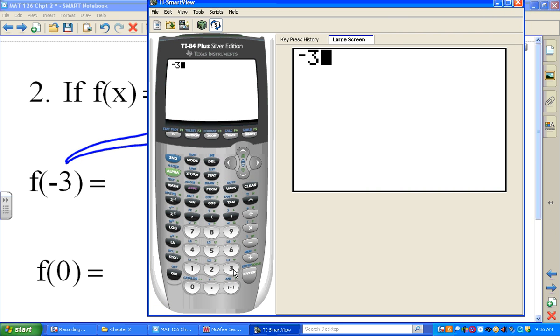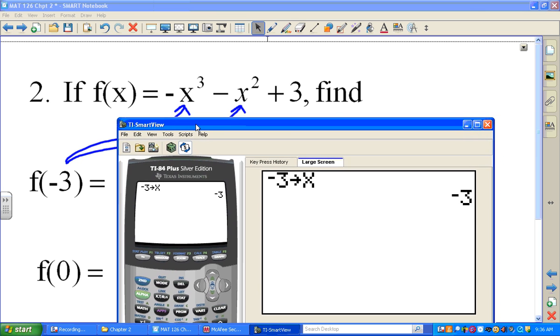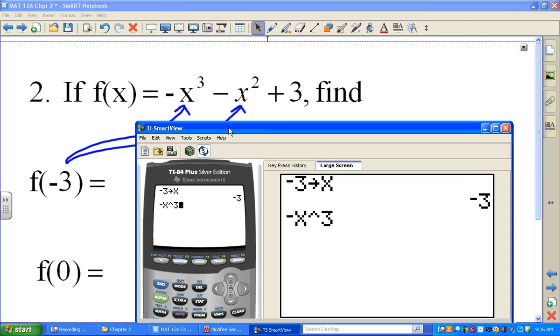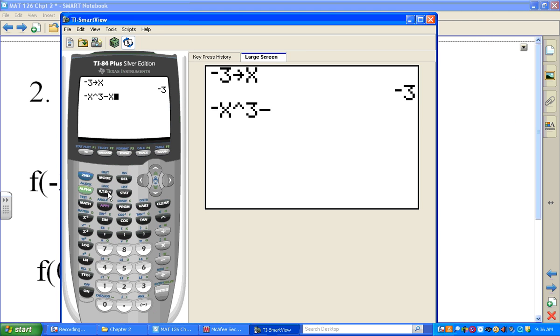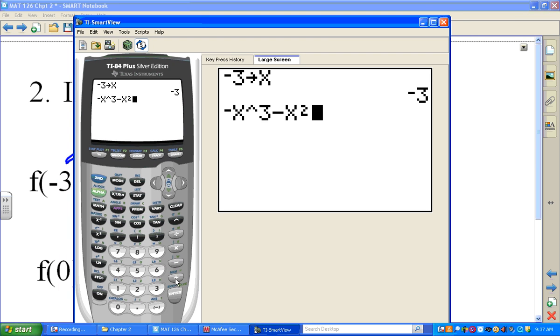There's a store button above the on. I'm going to store it for x. -3, I'm storing it for x. This is a calculus way of doing a quick calculation, if you're only going to use it once. And then I'm going to type in the equation, -x caret 3, minus x squared, plus 3. And it gives me the answer.